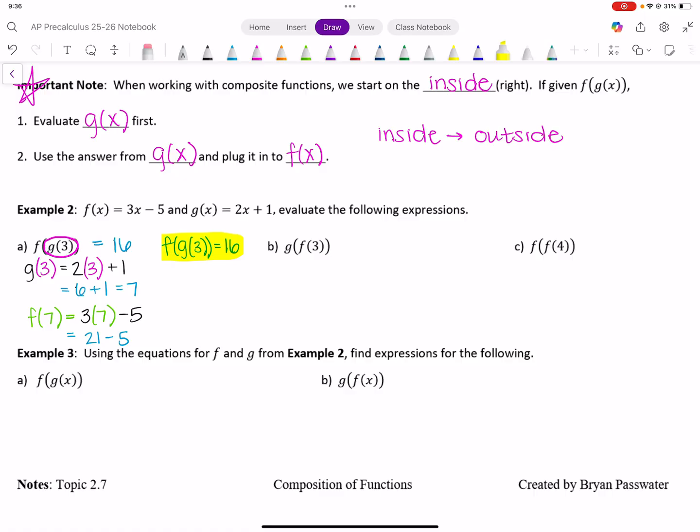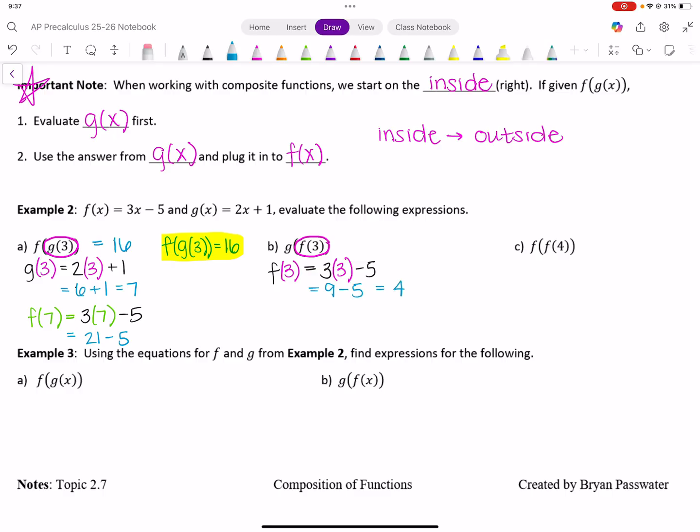So let's check it going the other way. Instead of f of g of 3, we're going to do g of f of 3. We still always start on the inside, so this time we're going to do f of 3 first, which would be 3 times 3 minus 5. 3 times 3 gives us 9. Minus 5 means f of 3 is 4.